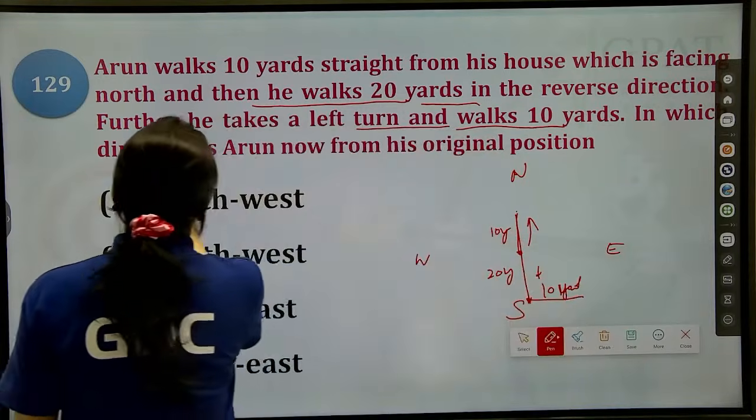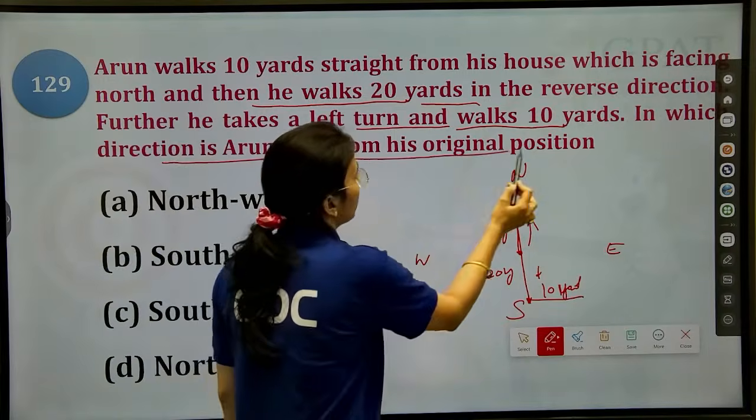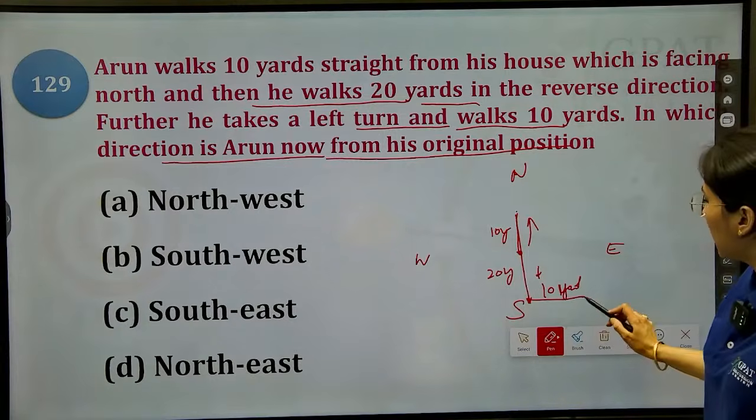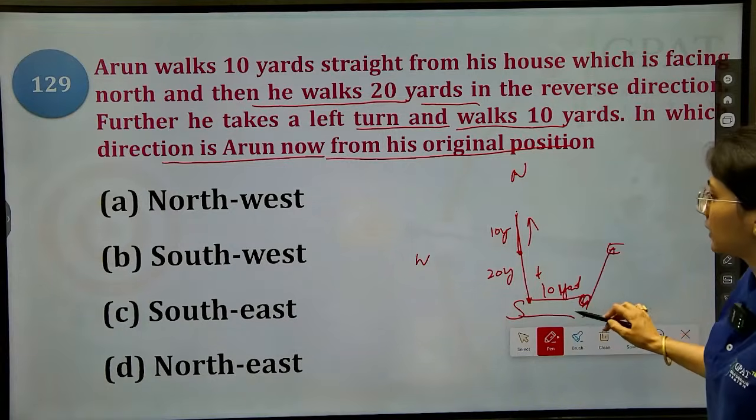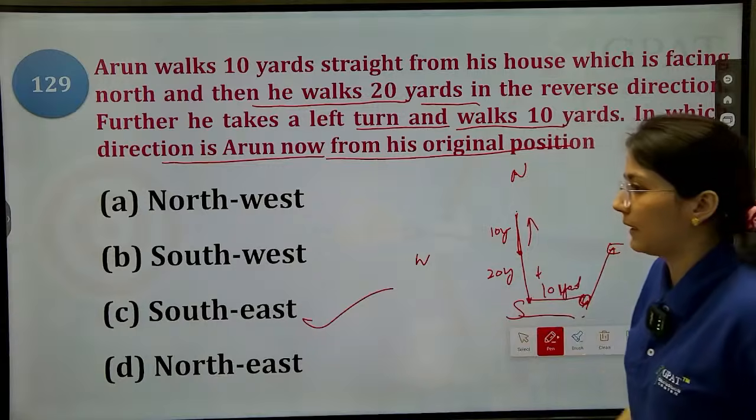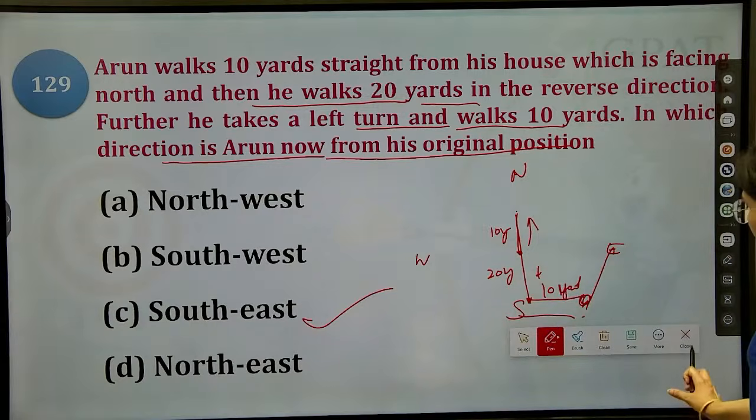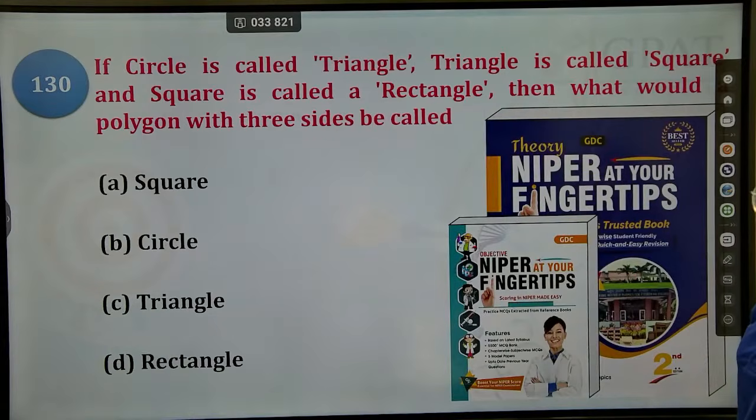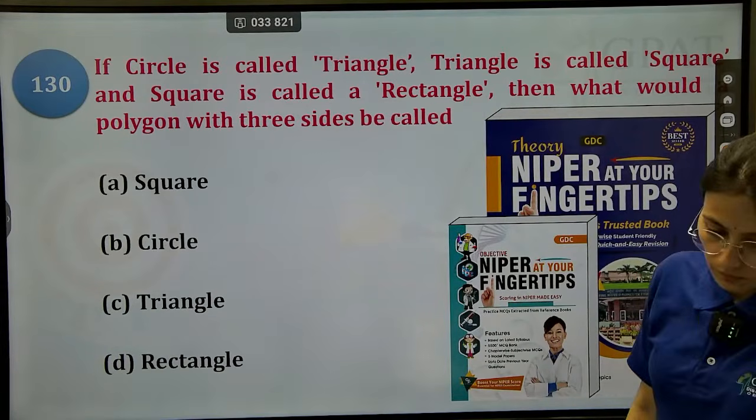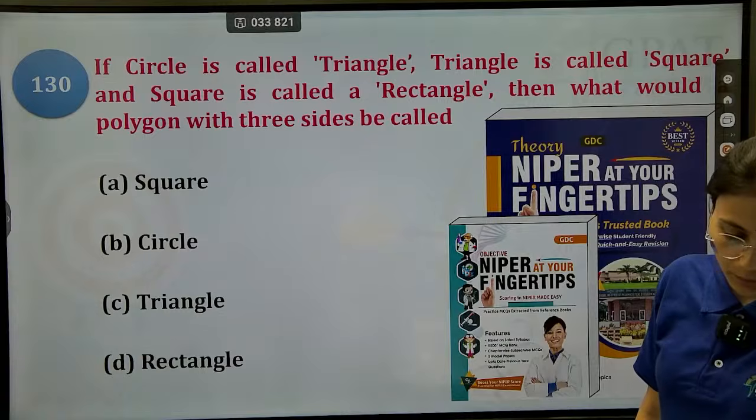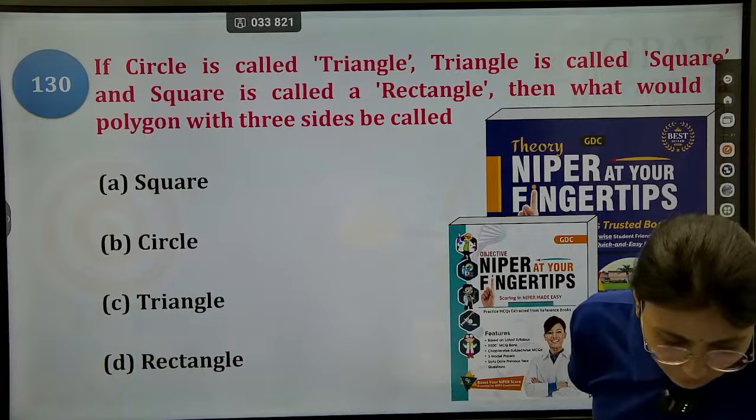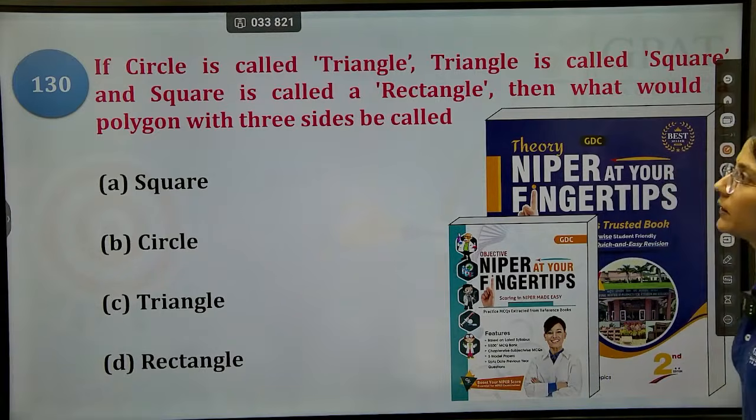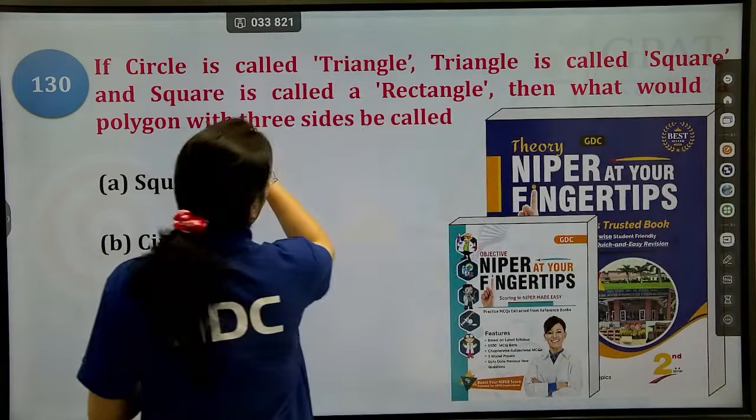In which direction is Arun now from his original position? So what is the position now? That is southeast. So option number C is correct, that is southeast. Yes, option C, very good. Now the next question.